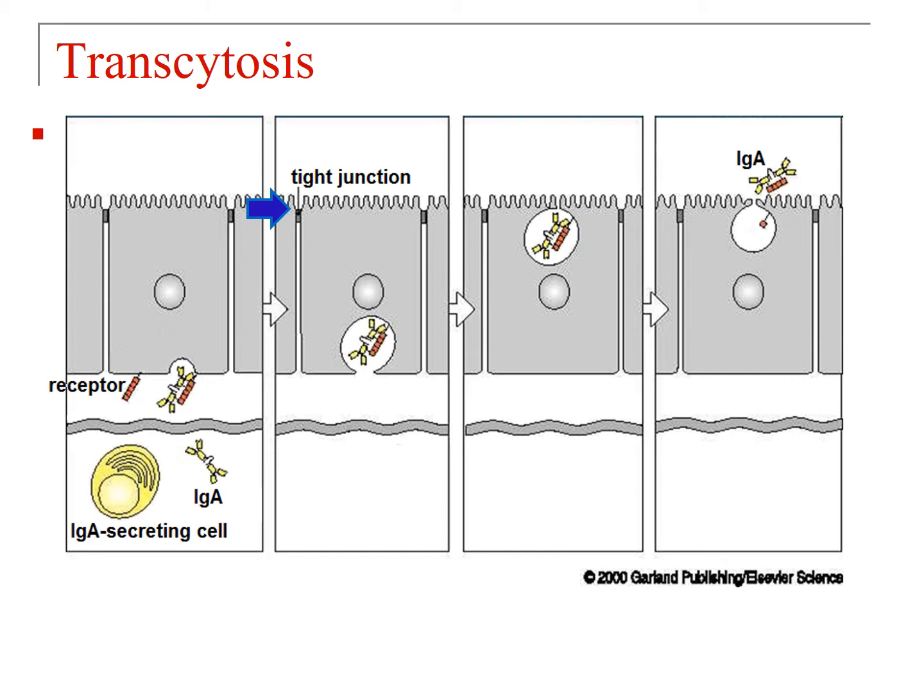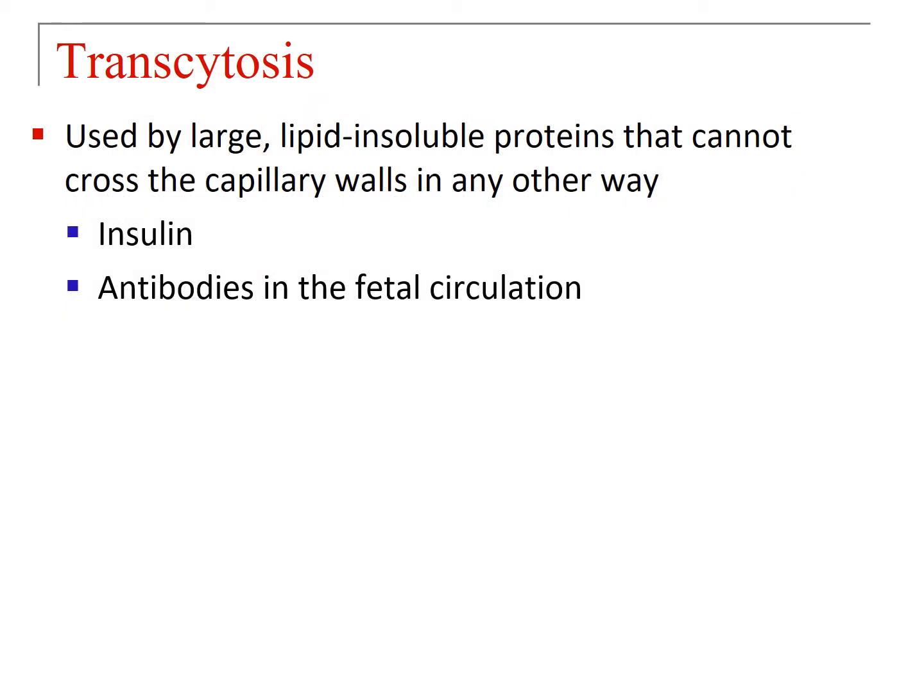So you can basically see what happens. The IgA binds to the receptor, it gets brought into the cell, it gets transported through the cell, and then goes through exocytosis on the opposite end of the cell. So in this case, the IgA has passed completely through the cell, and this is transcytosis. So once again, insulin does this, and also antibodies in the fetal circulation will do this as well.